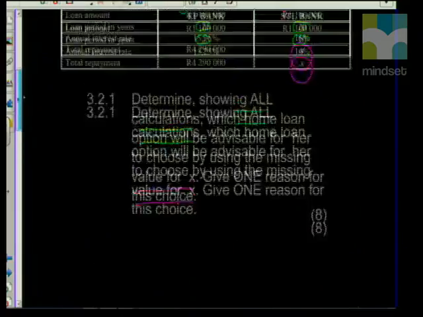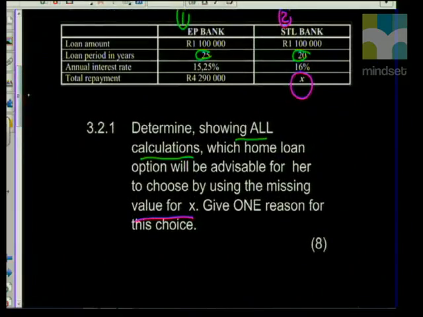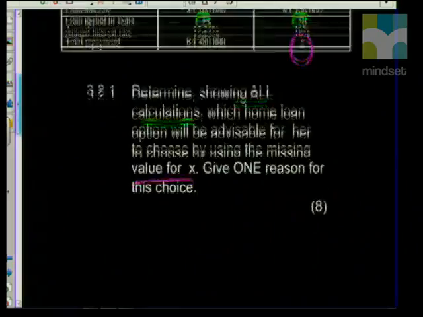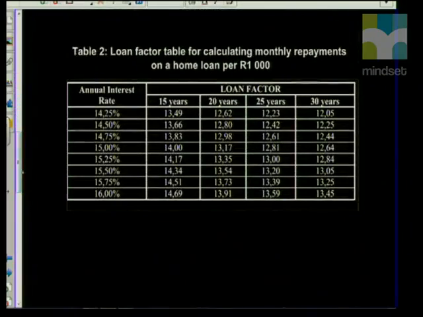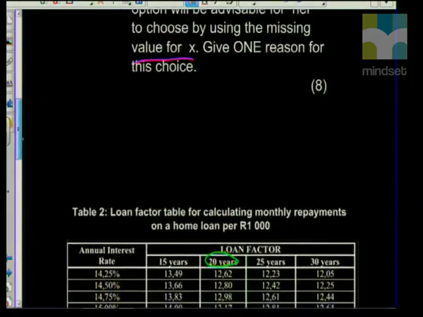In other words, we've got to go back to the factor table. Now, let's have a look at that. Given that information, we were looking for the total repayment on 20 years at 16%. So there's 16%, and we want 20 years, so the factor, which is 13,91.